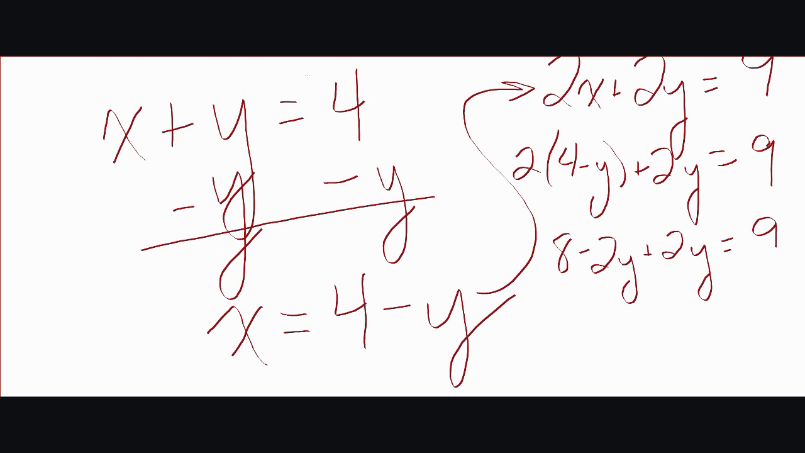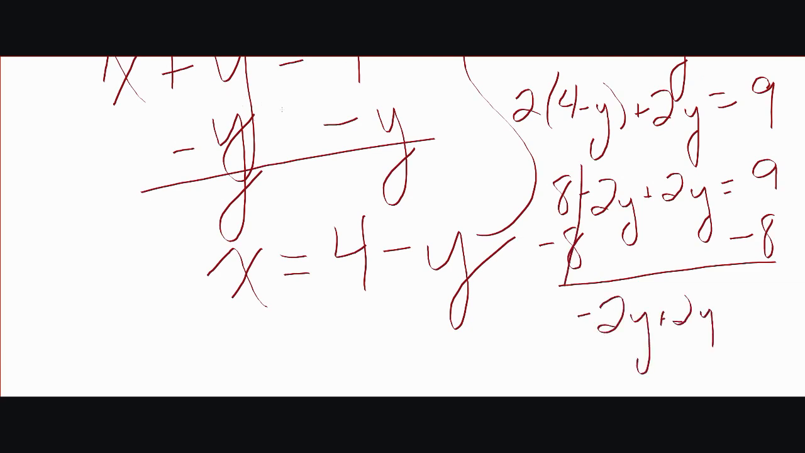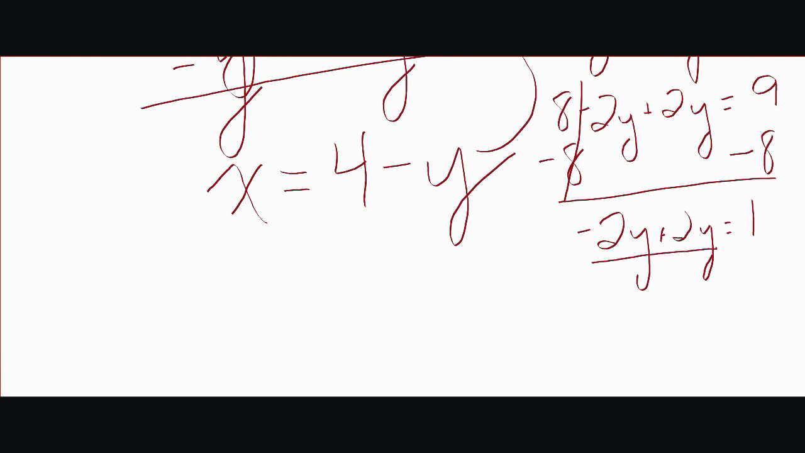So let's combine like terms here. Bringing the 8 to the other side with subtraction, we get negative 2y plus 2y is equal to 1. And then combining terms here, negative 2y plus positive 2y makes 0. 0 is equal to 1.